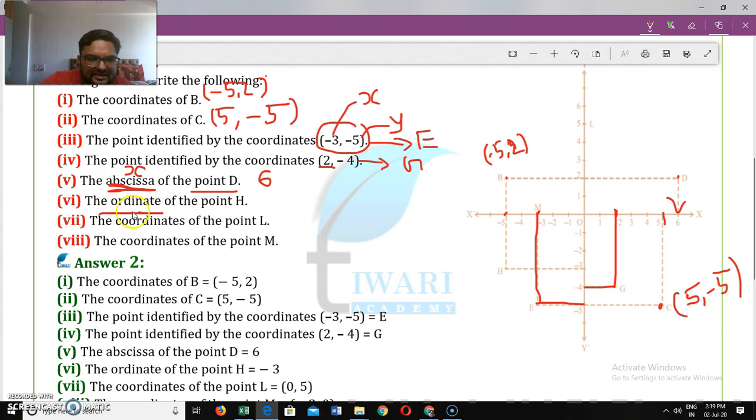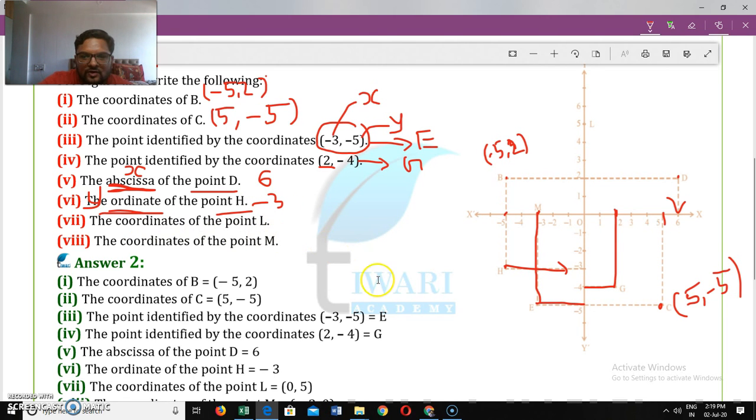The ordinate means y. We have to give the y value of point H. So where is point H? Here is H. We have to give its y value. The y value is this, -3. So we can write it here, -3.